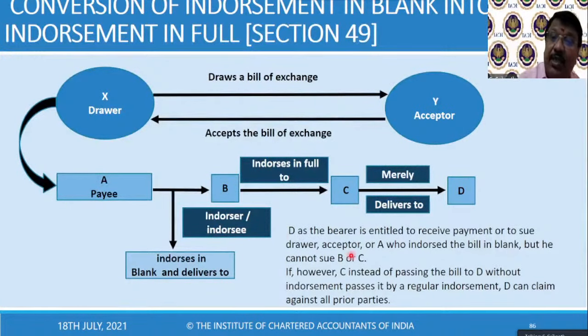But if, however, C, instead of passing the bill to D simply, passes it by regular endorsement, see, instead of simply giving it to D, he writes pay D, signs. Then D is the holder in due course. He can claim from C, B, A, drawer, acceptor. Everybody he can go and claim. Okay.